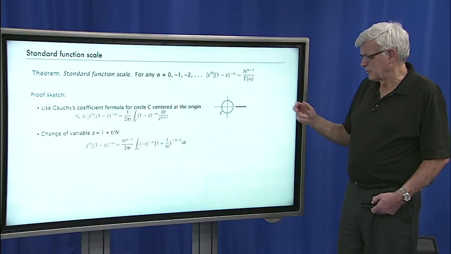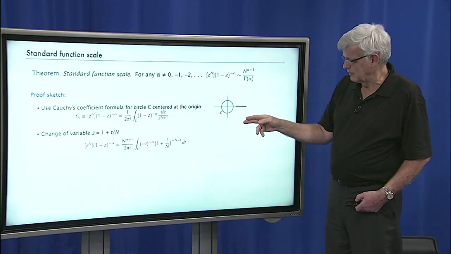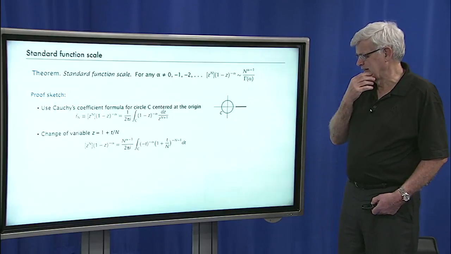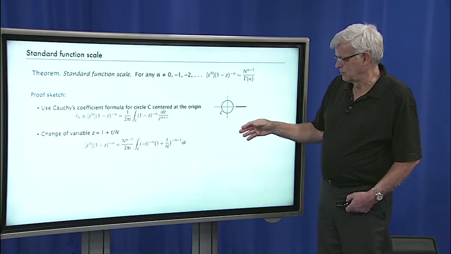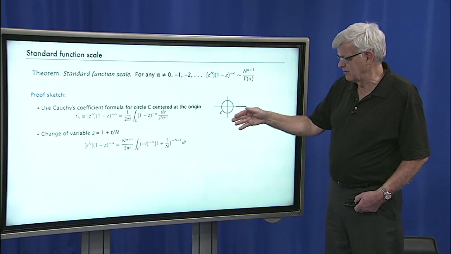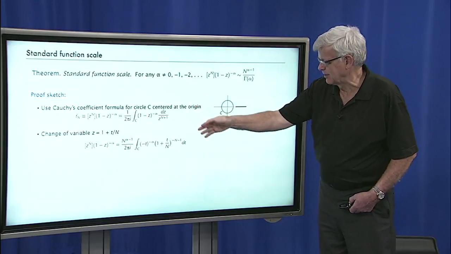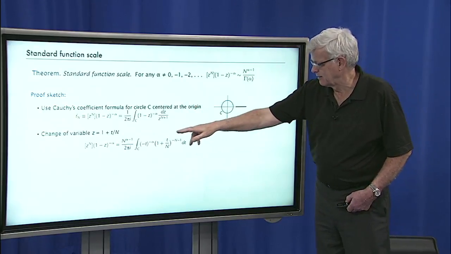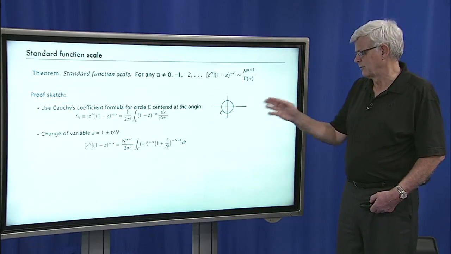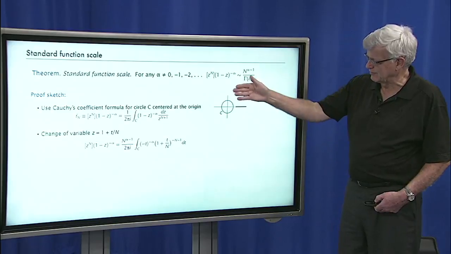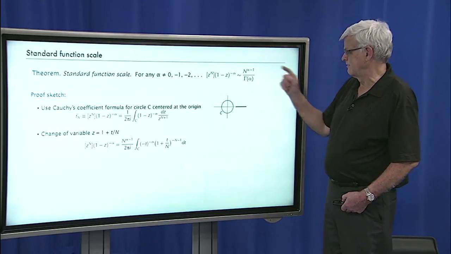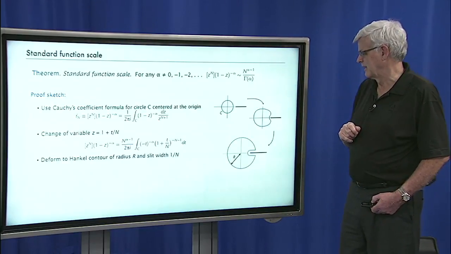That's the basic Cauchy coefficient formula. And then what we'll do is change variable to z equals 1 plus t over n in that formula. If we make that change of variable, then an n to the minus alpha comes out, and a minus t to the minus alpha stays in. The z to the n plus 1 becomes that (1 + t/n) to the minus n minus 1. So that's the little algebra with that change of variable. But that pulls out the n to the alpha minus 1 term that we're looking at.